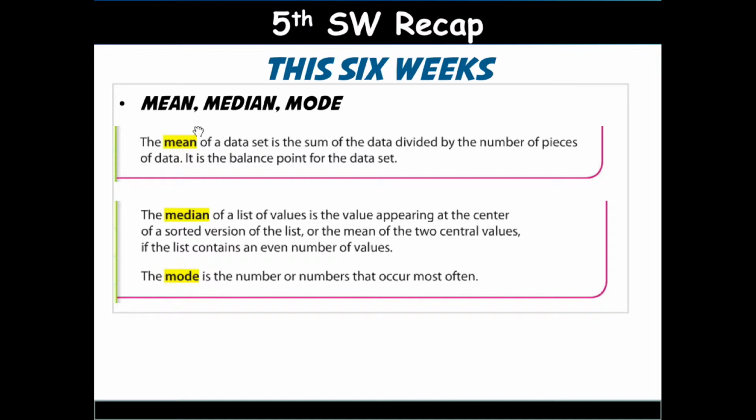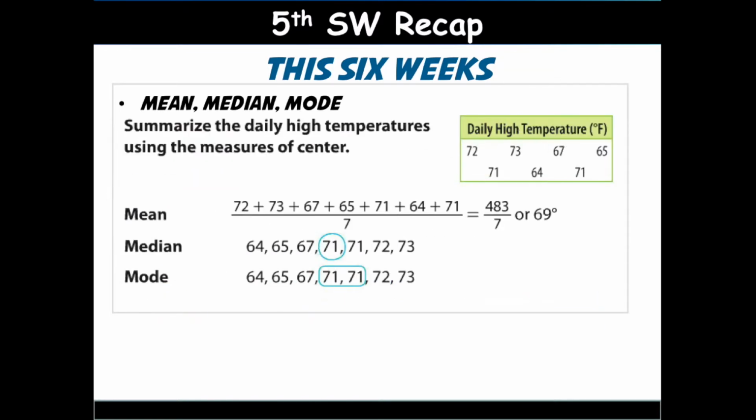So again, at any point, feel free to take screen captures of these lessons and whatnot. Here's some examples for you to look at. We had daily high temperatures, and we added up the data, and it gave you 483. And you can check for yourselves. And how much data was there? How many different temperatures were there? There were 7. So we divided that 483 by 7, and it gave me the mean, 69 degrees.